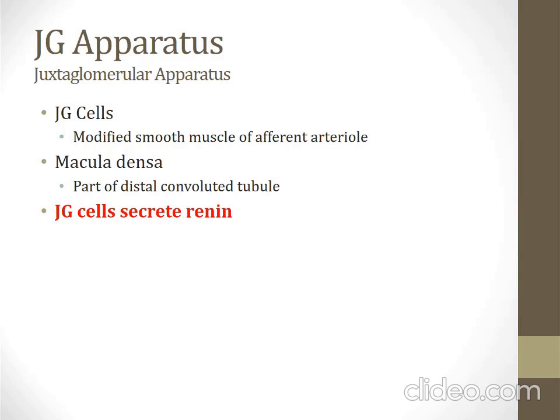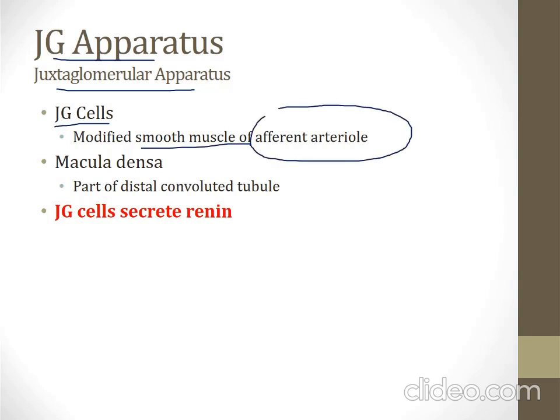And in order to understand renin, we have to first talk about the JG apparatus, which stands for the juxtaglomerular apparatus. This structure gets its name because it's found near the glomerulus, and within the JG apparatus section of the kidneys you can find JG cells. These are modified smooth muscle cells of the afferent arteriole, and these are the cells that synthesize and secrete renin. Also within the JG apparatus you can find the macula densa. This is part of the distal convoluted tubule, and as we'll see in a minute, the macula densa is important for triggering the release of renin.